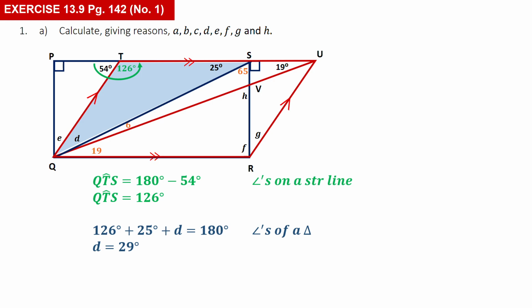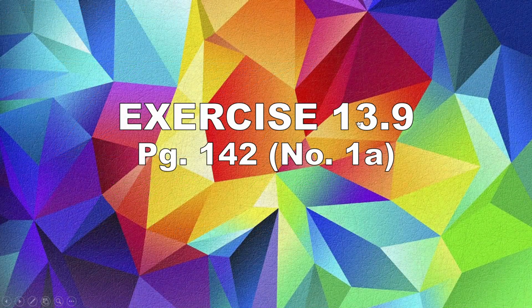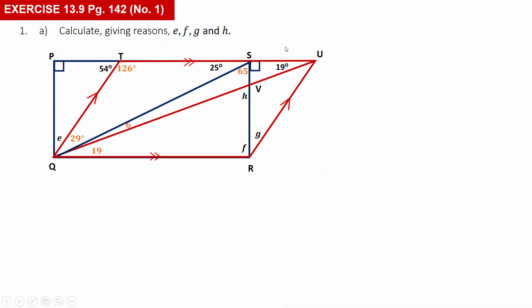Alright, so for homework, what I want you to do is I just want you to do number 1A of exercise 13.9. So it's on page 142, and this is what it looks like. Okay, so I've already filled in the parts that we did together. So you need to work out E, F, G, and H. It might be good to just take a screenshot of this so that you've got the ones that we already worked out, so that you're not working from a diagram that still has A, B, C, D. Alright guys, good luck.